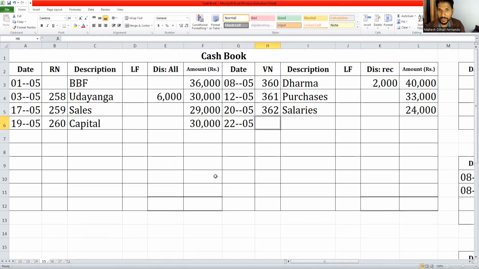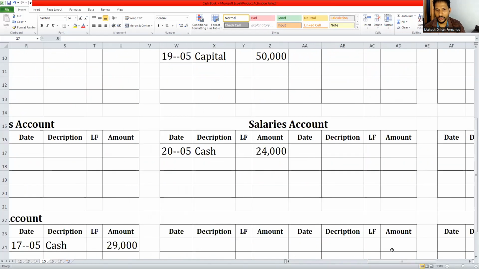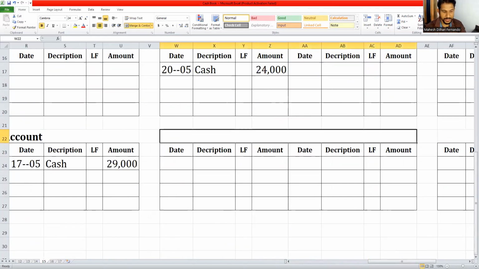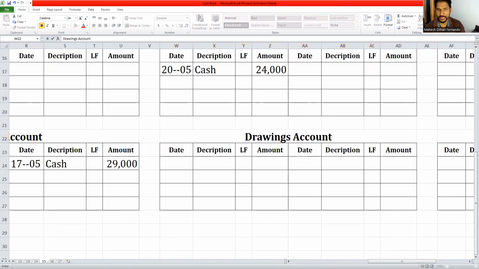22nd of May, 363 drawings. Drawings account 10,000. Okay. Cash book credit 10,000 and open the next account, that is drawings. Puta, listen to me. Drawings is an equity account. Okay, drawings. Puta, we have to debit the drawings account.